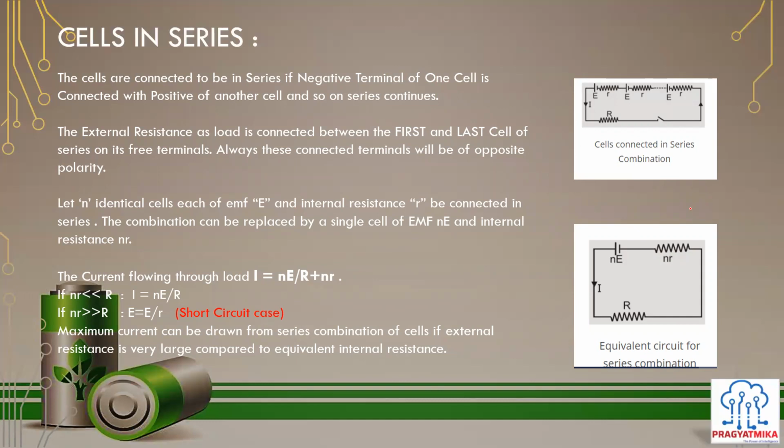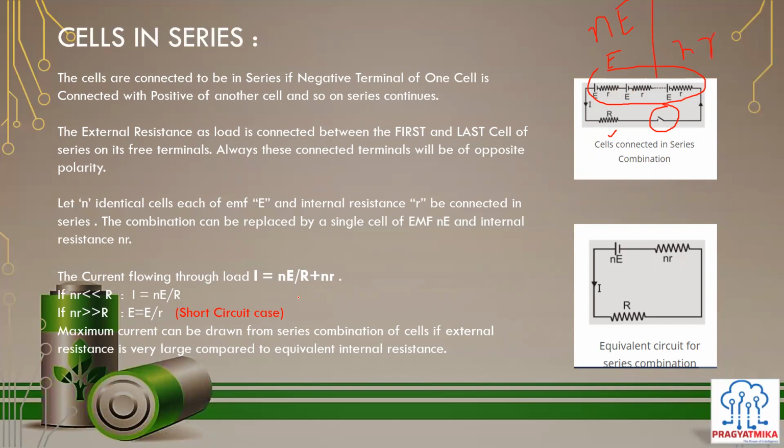Once we connect all the cells in series, an external resistance is connected as a load between the first and the last cell. These connected terminals will be of opposite polarity, and only then will the current flow through. Like a switch, if it closes, the current will start flowing. If we have n cells connected in series, each having an EMF of E and an internal resistance of R, and we replace the combination with a single cell, its EMF will be n into E, and its internal resistance will be nR.